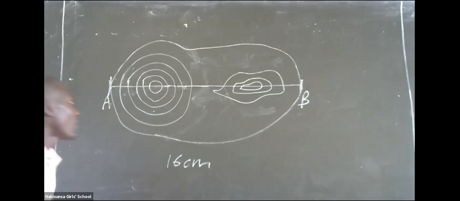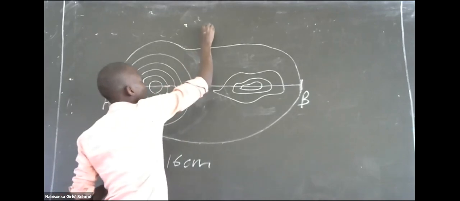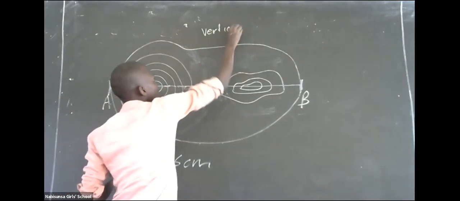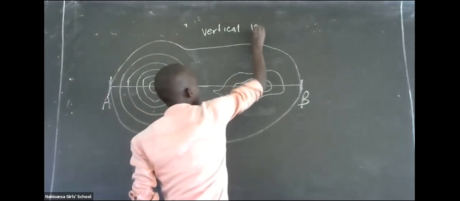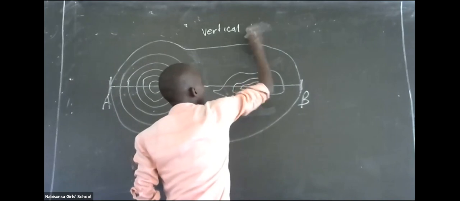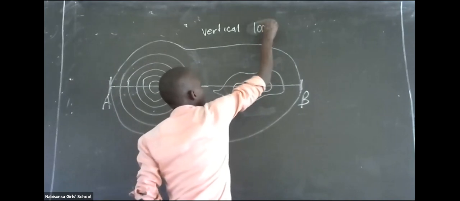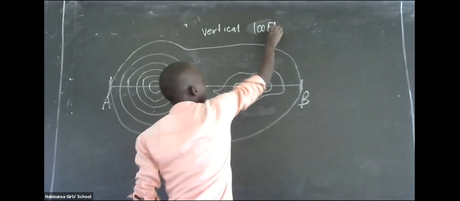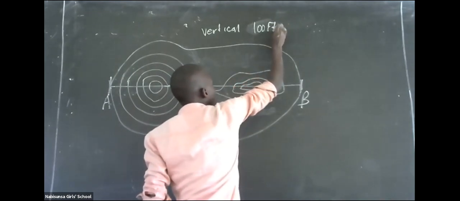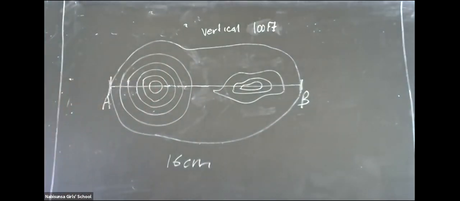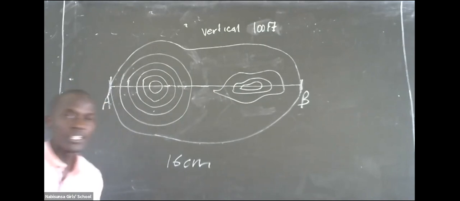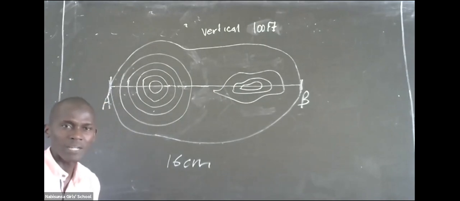And our vertical interval is going to be 100 feet. We are going to see that the vertical interval is very important here. Before we proceed, what do we mean by vertical interval? When I say vertical interval, what comes into your mind?